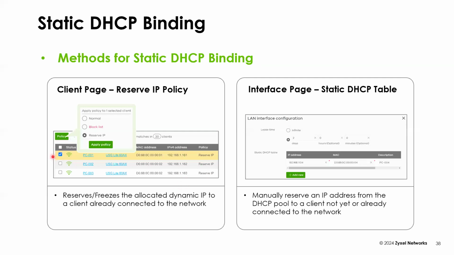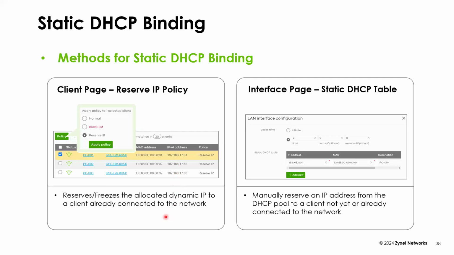If you select one of those client devices and go to policy, you can choose reserve IP, and they will continue to get that IP address every single time they get a new IP through DHCP. So every time they request a new IP through DHCP, they will get that same IP address they had before. It's an easy way to do it, but it only works if the device has been or is currently connected to the network, and it doesn't let you specify the IP address. It's just whichever one it currently has.